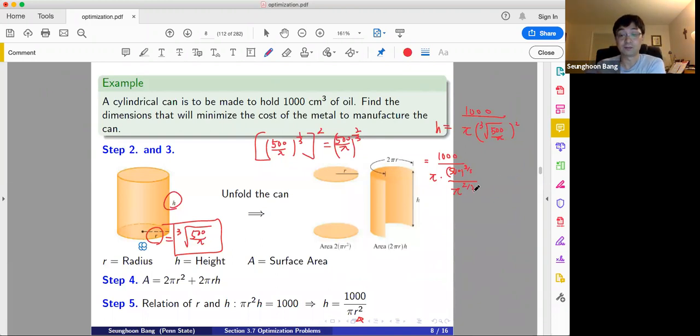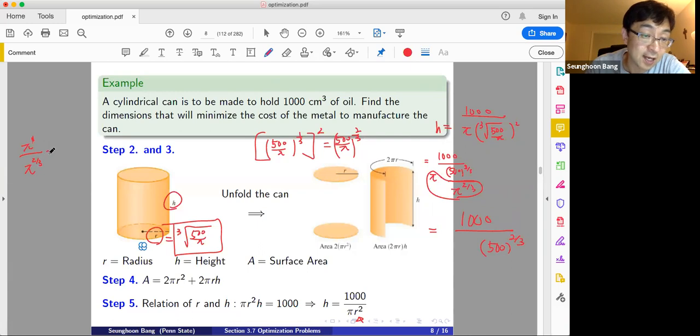Is that right? So like this. What's the next one? You can just simplify this. You can keep 1000 over, keep 500 to the 2/3, keep pi over pi to the 2/3. What's pi over pi to the 2/3? Pi is like power 1, so exactly pi to the 1 minus 2/3. So we have pi to the 1/3. We have here pi to the 1/3.